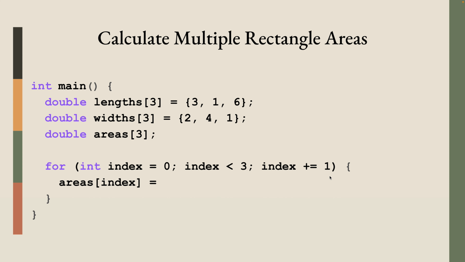And then areas of index. So the first time this loop runs, it's going to be areas of 0 is equal to something, then areas of 1 is equal to something, then areas of 2 is equal to something. What is the something we can put on the other side? Yeah. So as we said, it's lengths of 0 times widths of 0. That's going to be 6, and that's areas of 0. Lengths of 1 times widths of 1. That's going to be areas of 1. Right?